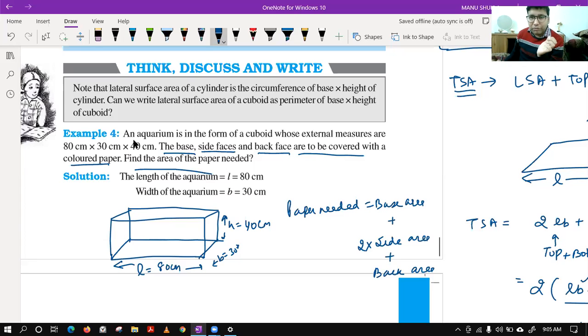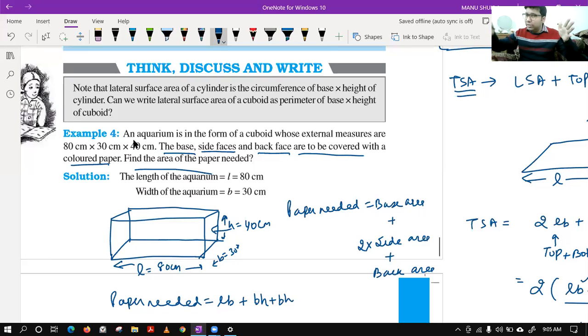Now tell me, what is the formula of base area? If this is L and B, what is the formula of base? It is LB. Very good. So paper needed is given by L into B plus, tell me what is the side area? It is breadth and height. If you see, the side has the parameters BH, so BH plus BH, because there are two side walls, the right side and the left side. Okay, and now we want the back area.